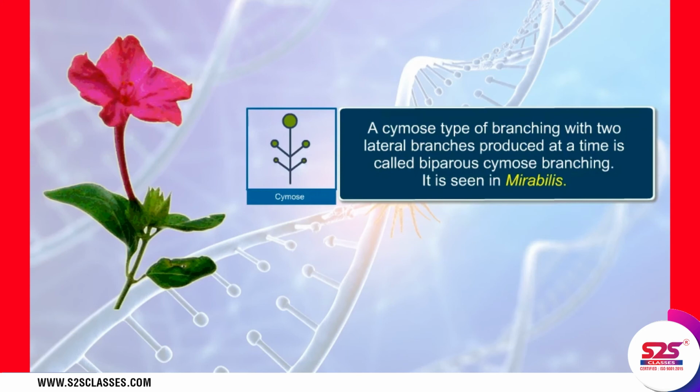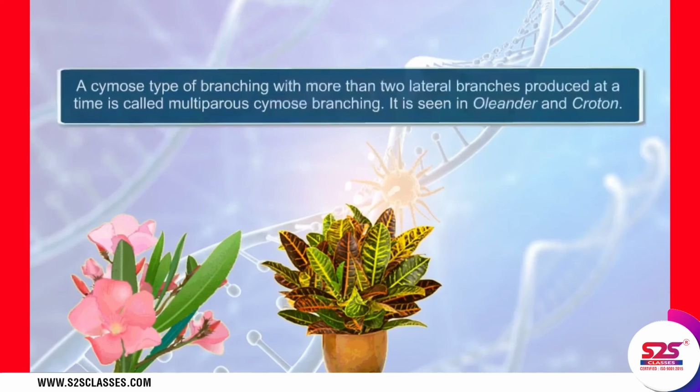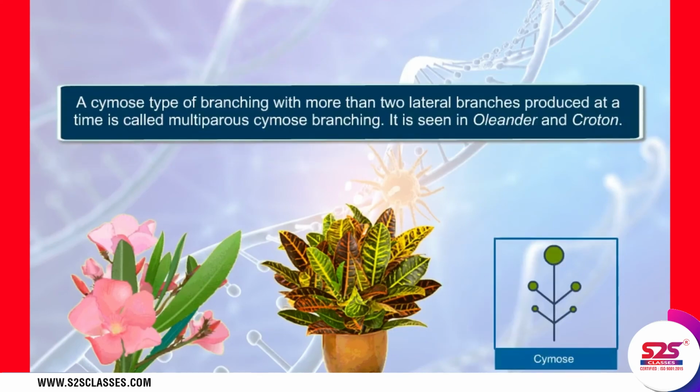A cymose type of branching with two lateral branches produced at a time is called biparous cymose branching. It is seen in mirabilis. A cymose type of branching with more than two lateral branches produced at a time is called multiparous cymose branching. It is seen in oleander and croton.